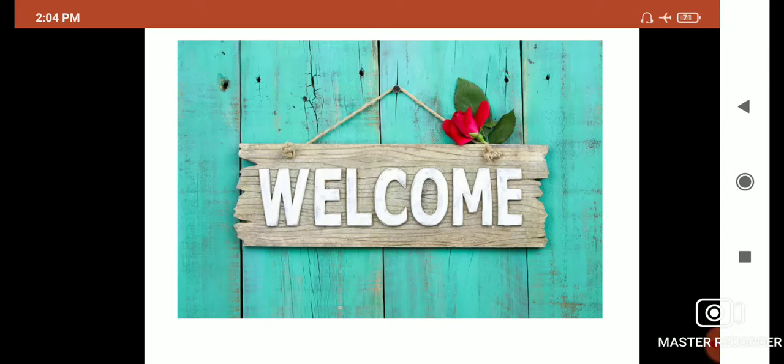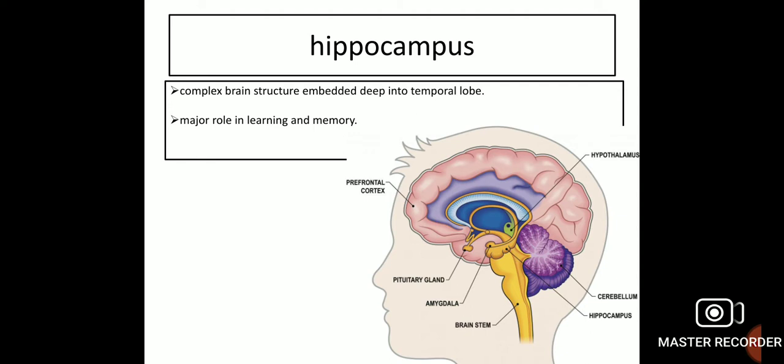Hello everyone. In this video, we will see in detail the hippocampus, its organization, how it is involved in memory, what the types of memory are, and how the cortex is also involved in memory. So, where in the brain is the hippocampus located? It is majorly located in the temporal lobe, and its major role is in learning and memory.